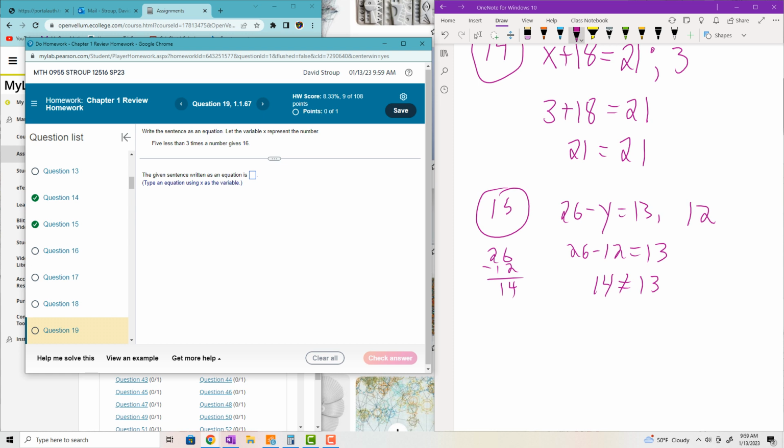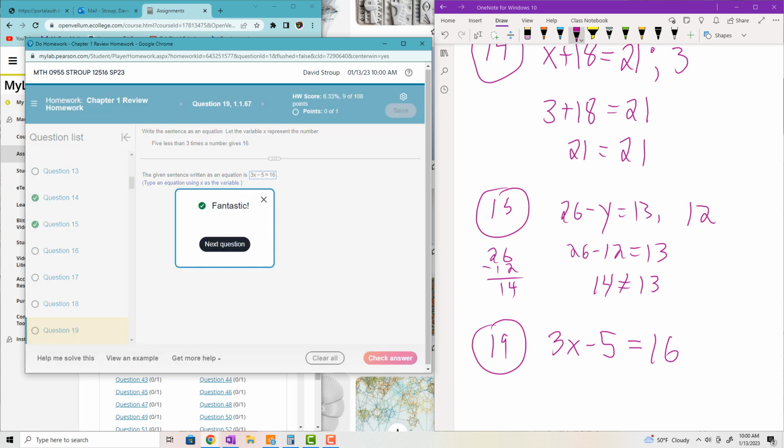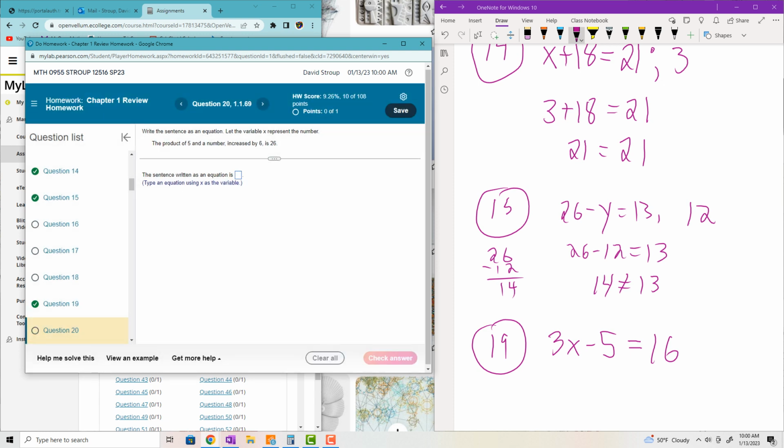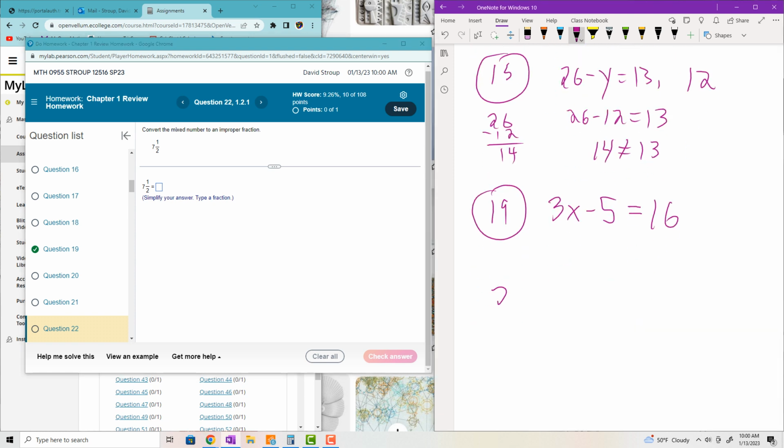Here's another translation, but here you're looking to form an equation. So you'll have phrases that represent an equal sign. So in this case, the word gives is the same as the equal sign. So 19, 5 less than 3 times a number. So 3 times a number and less than, so you're taking away 5, gives, so that means equals 16. And then you could just type in your equation here, 3x minus 5 equals 16. And hopefully the computer will be happy with that. There we go. Okay, great. Same game here. They just want you to form an equation.